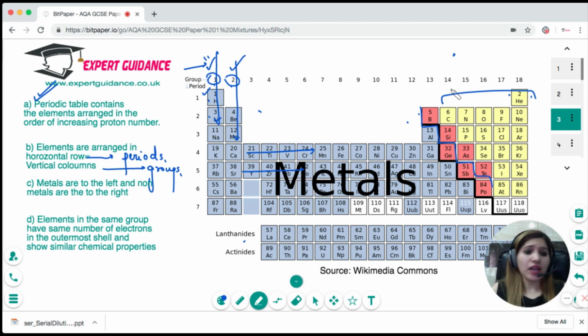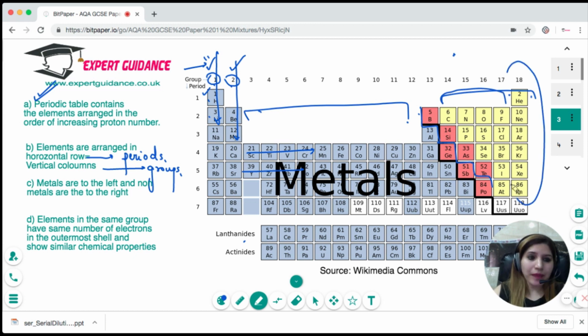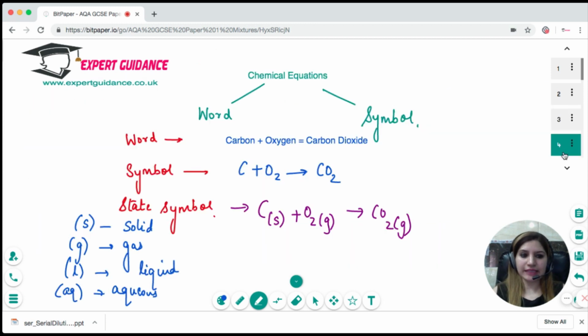If anybody asks you to give an example of a metal, you can give any example from this group. If somebody asks you to name a non-metal, you can give anything from this group. And the last is group 8, the noble gases. Noble gases do not react, and we will look in subsequent videos at why they do not react. So this is just the basics of the periodic table, and the information you can get at a glance.